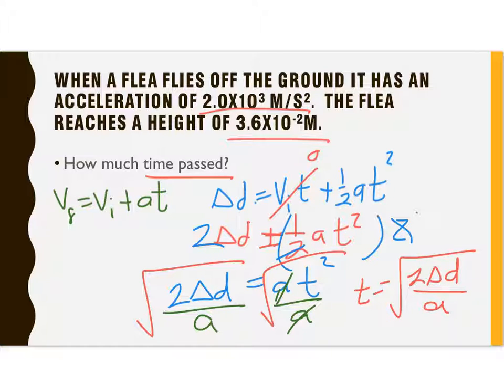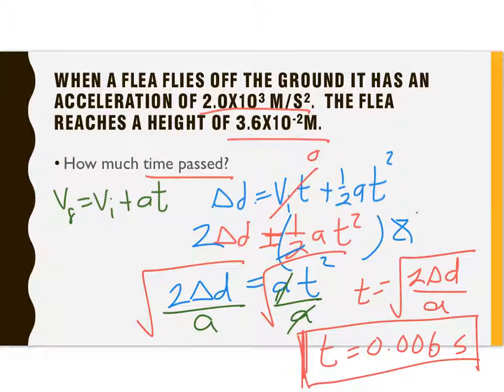Then if I plug in my numbers, which I ran out of room here, so I'm not going to write that on there, but if I plug in my numbers, I get an answer of t equals 0.006 seconds. So it happens very, very quickly, and that is, of course, my answer.